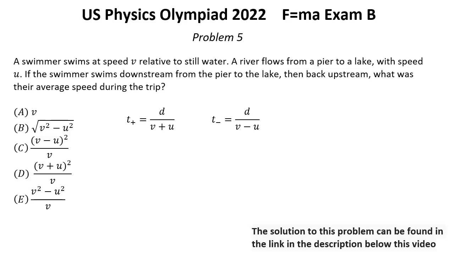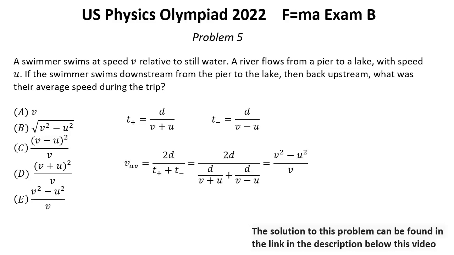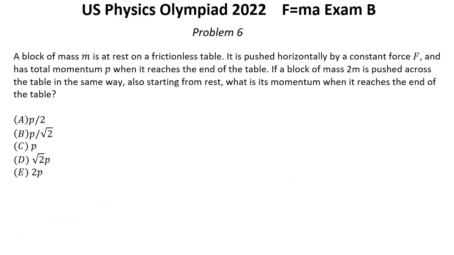It means that the average speed will be total distance over total time, which is 2d over t plus plus t minus. After calculations, d is cancelled, and finally we have v squared minus u squared over v, which is answer E, and that was the solution for problem number 5.